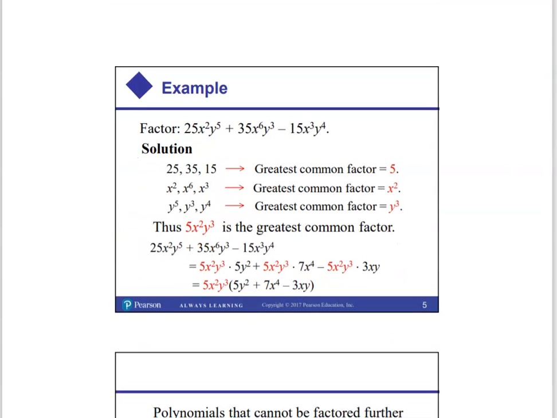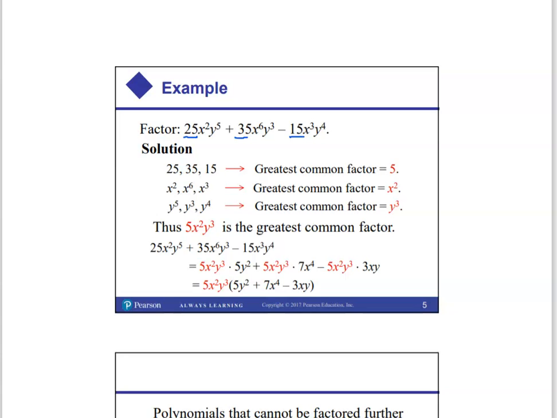Okay. The next example says to factor 25 x squared y to the 5th, 35 x to the 6th y to the 3rd, minus 15 x to the 3rd y to the 4th. The first thing that I like to look at is your numbers in the front. 25, 35, and the 15. Just kind of ignore the minus right now.